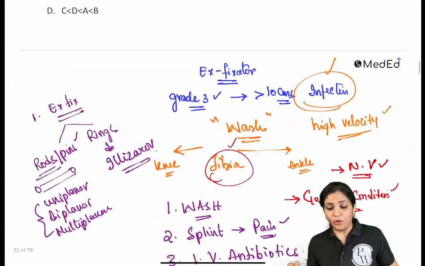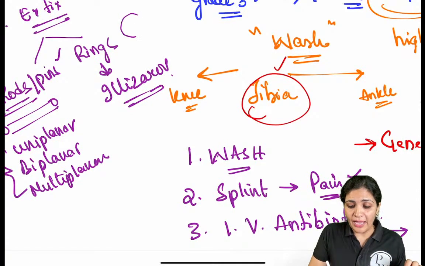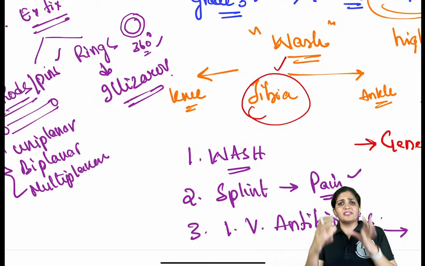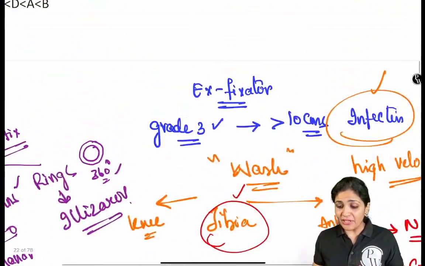So here what they have asked is if you're going for a ring fixation, because as the name suggests, this surrounds the bone completely, that it gives 360 degrees of stability. This is supposed to be the most stable fixator, right? There is no question about it.